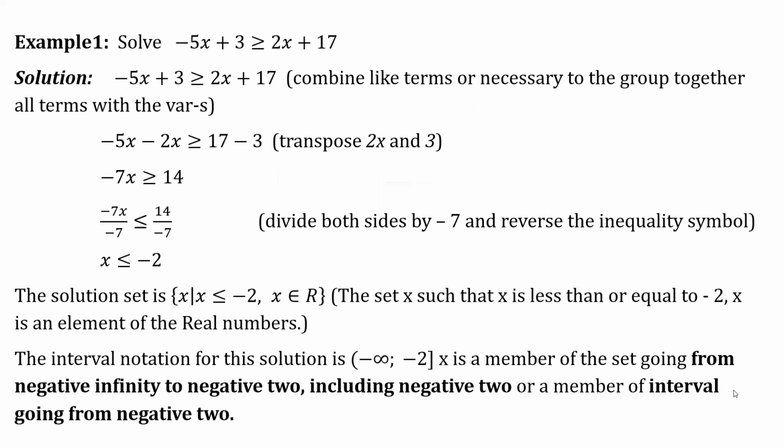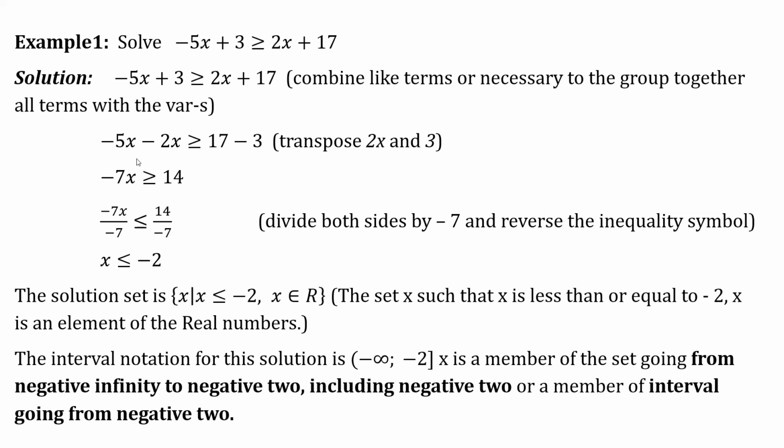So consider the following inequality. To solve this inequality, combine like terms, or it is necessary to group together all terms with the variable. So transpose 2x and 3: 2x transposes to the left side as -2x and 3 as -3. We transpose 3 to the right side as -3.